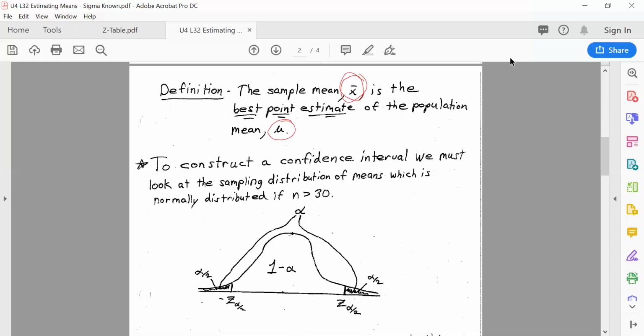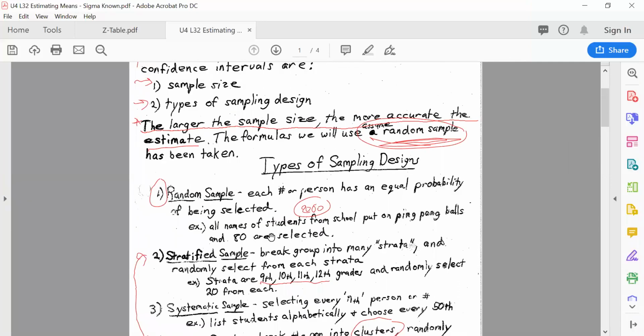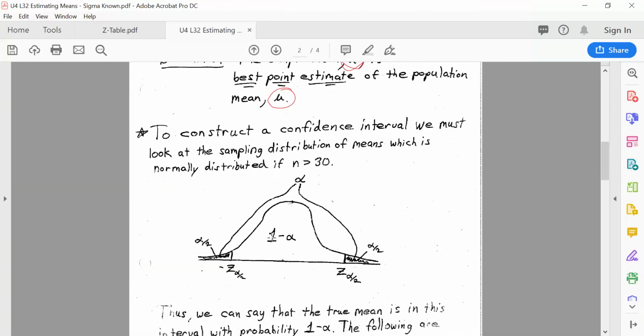To construct a confidence interval, that interval that I just made with my hands is called a confidence interval, we must look at the sampling distribution of means. We learned from the central limit theorem that the distribution of sample means is normally distributed.